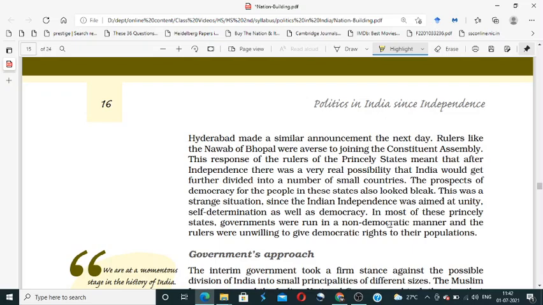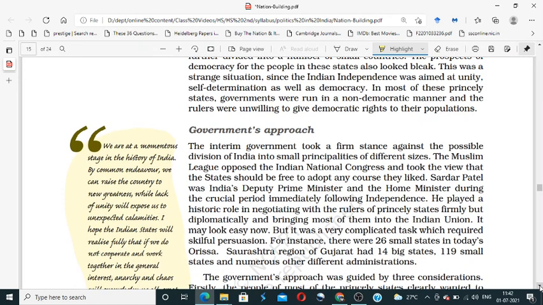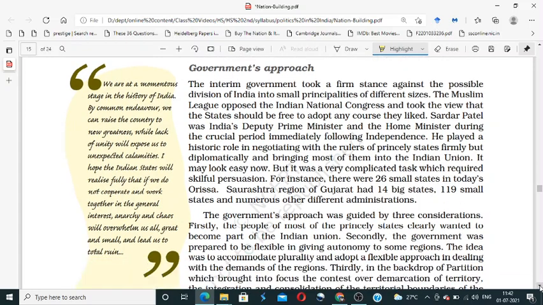But a few of the states did not do so, and we'll talk about them. So basically there are three major states: the Nizam of Hyderabad, Travancore, and the Nawab of Bhopal. These states were trying to form an independent state, an independent country of their own. So how did the government reply to them?